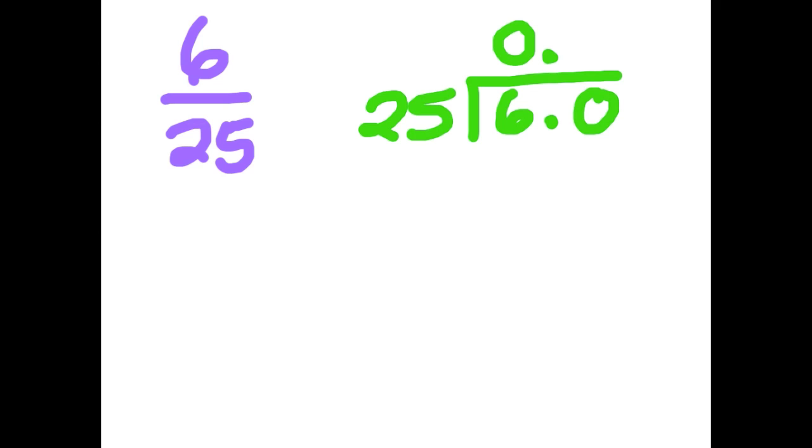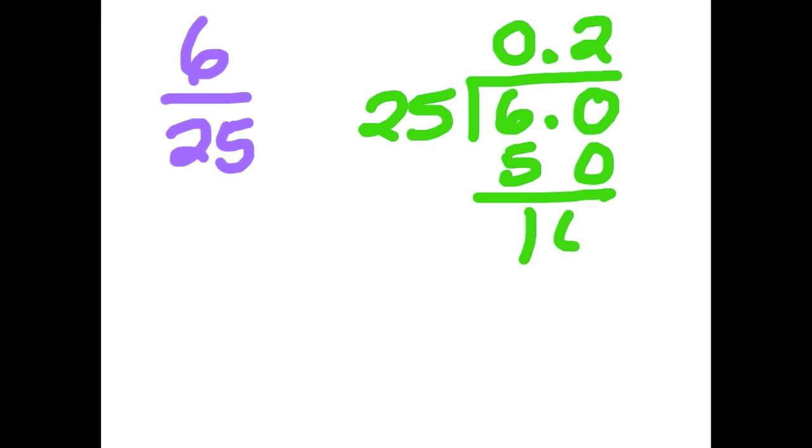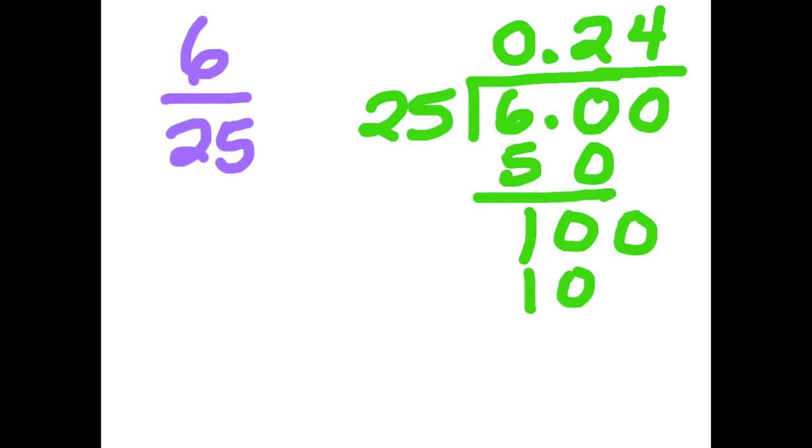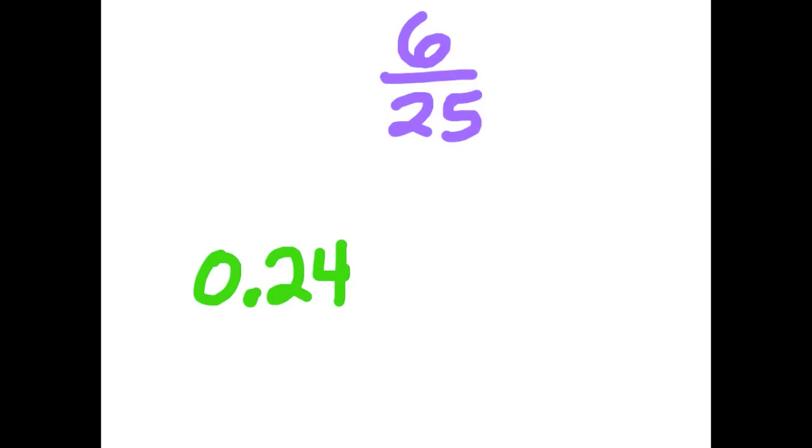Decimal point, 25 goes into 60 2 times, so that'll be 50. 10 left over. I need to include another 0. And then 25 goes into 100 4 times with 0 remaining. So that's what we're looking for with a 0 remainder. So there we have our decimal, 0.24.